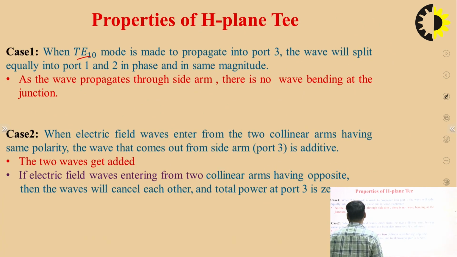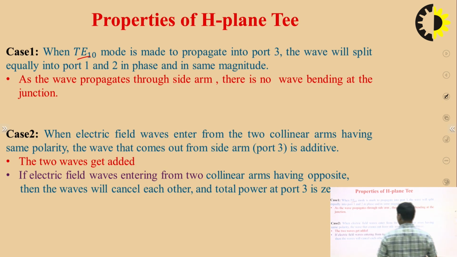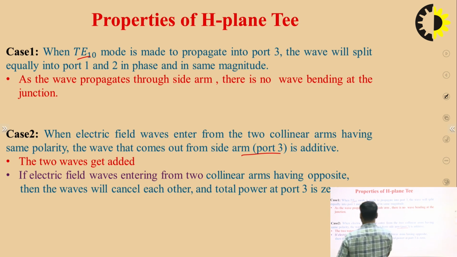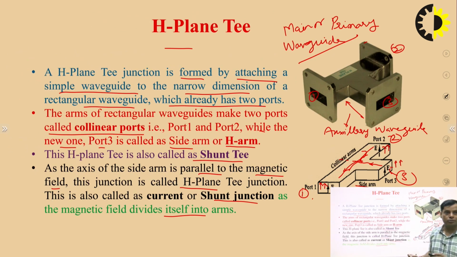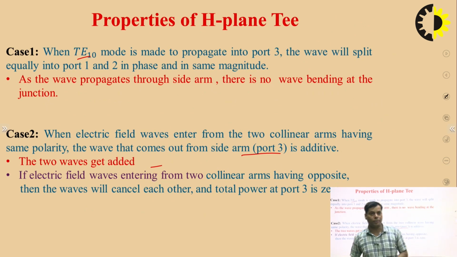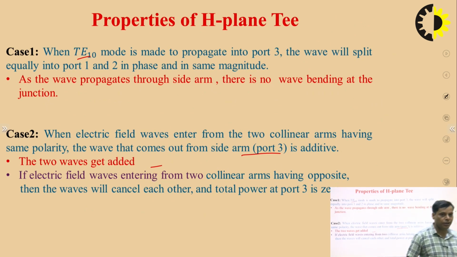So another thing, case 2: when the electric field waves enter from the two collinear arms with the same polarity, the wave that comes out from port 3 is additive. That means this is power combining. Or if the waves are of opposite phase, they cancel. If we apply power at ports 1 and 2 with the same amplitude but opposite phase, the output at port 3 will be 0. So these are two properties of the H plane T junction.